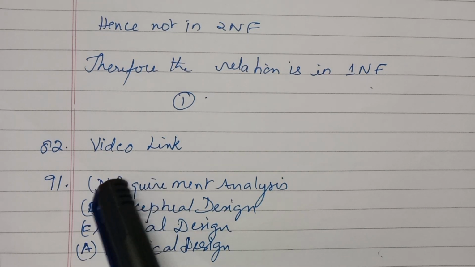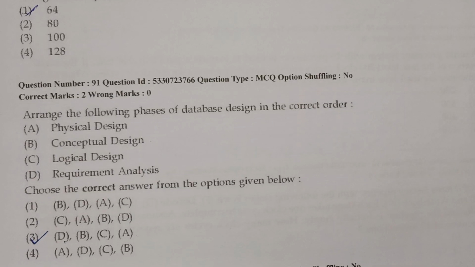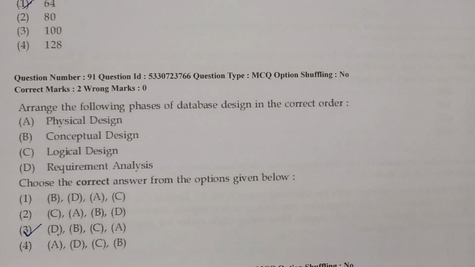So it is DBCNA. So question number 91, correct option is option number 3, which is DBCNA.